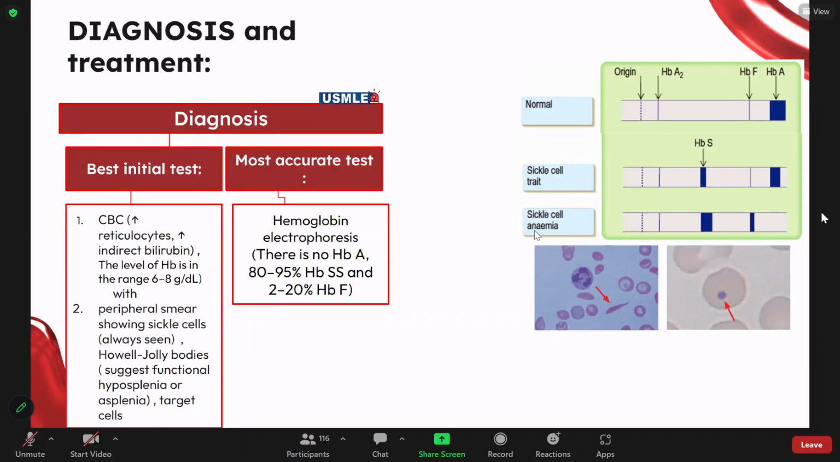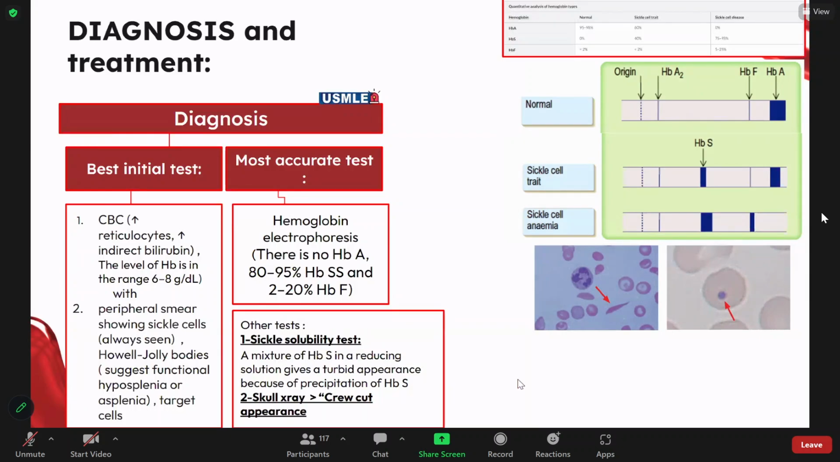In sickle cell anemia, the highest level is hemoglobin S and hemoglobin A will be absent. As I said before, hemoglobin F and hemoglobin A2 will be present, but hemoglobin F will be increased over normal. In sickle cell trait, both hemoglobin S and hemoglobin A will be present. Because of that, the symptoms don't appear, and hemoglobin F and hemoglobin A2 will also be present.